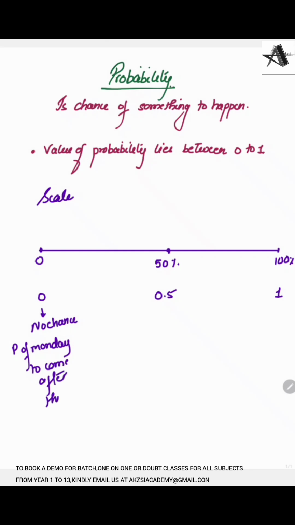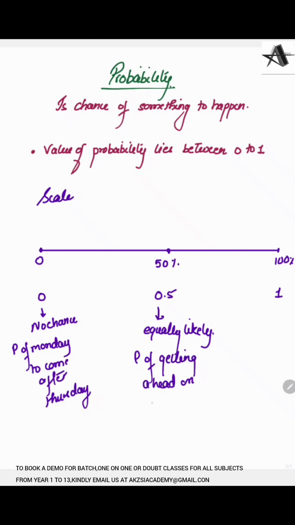Now what will be my answer when I flip a coin and get a tail? What will be the probability of getting a tail when I flip a coin? There are 50-50% chances. Obviously when you flip a coin you can expect either head or tail, so you can say equally likely. So it would be the probability of getting a head on flipping a coin.